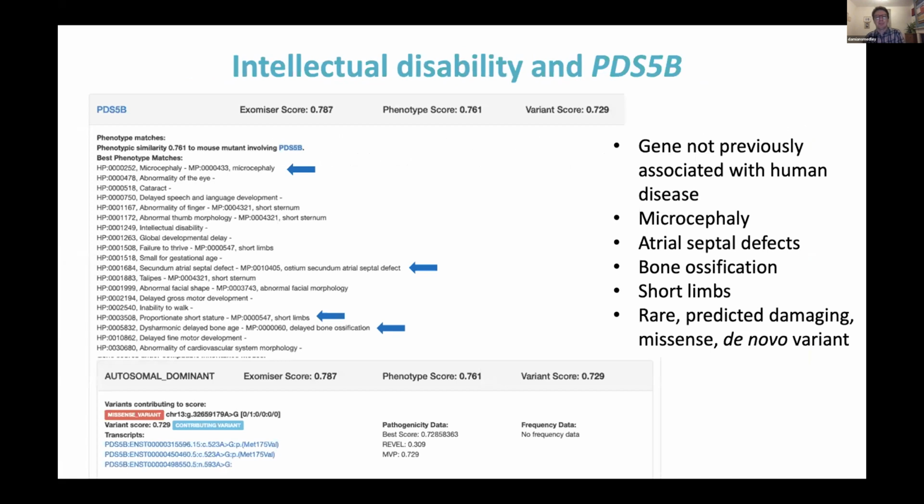and just talk about some of the mouse model examples of candidates we've pulled out. Just a couple. So intellectual disability in this PDS5B gene. We've got a case here where we've got a de novo variant because we've sequenced the parents as well. So it's a rare, predicted damaging missense variant. And it was the top ranked Exomizer candidate based on a mouse model where the microcephaly, atrial septal defects, bone ossification, and short limbs were matched. So this is a variant that we'll want to go back and look for other confirming, independent cases.